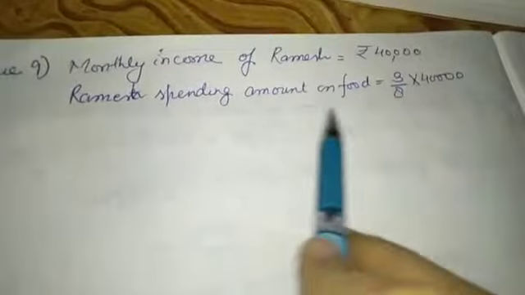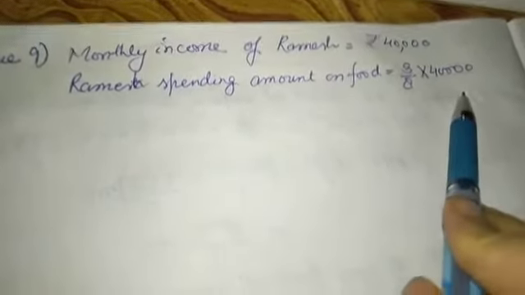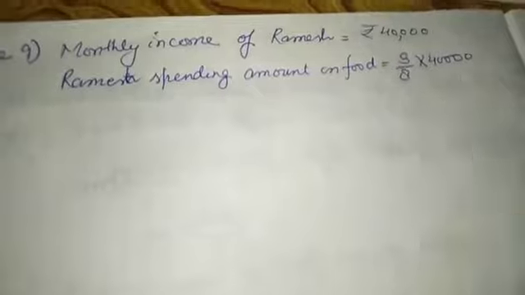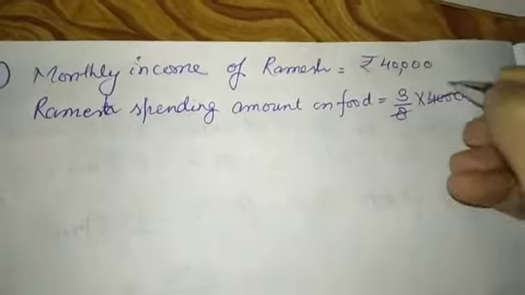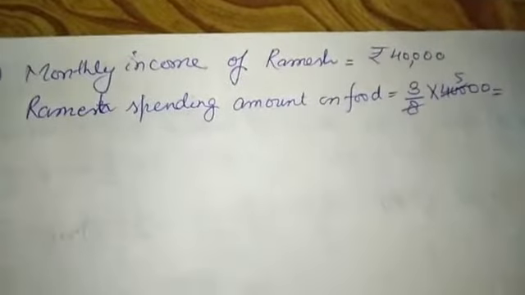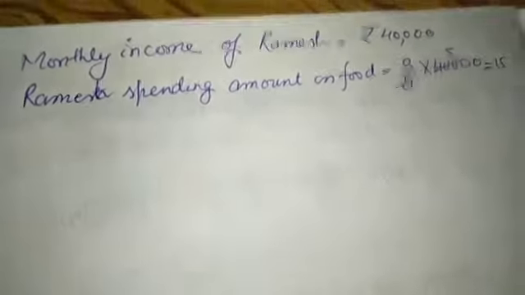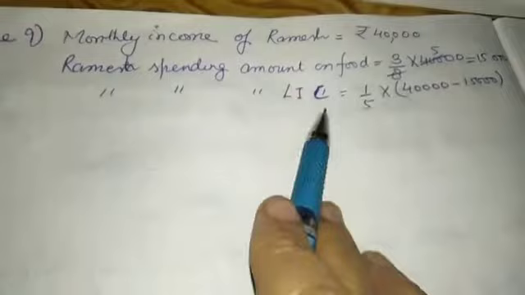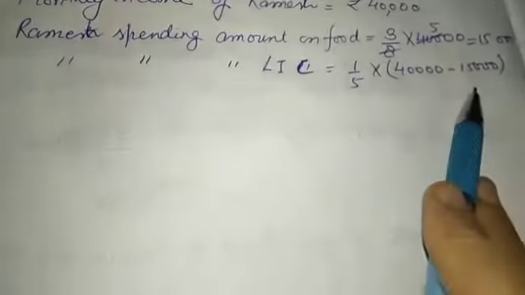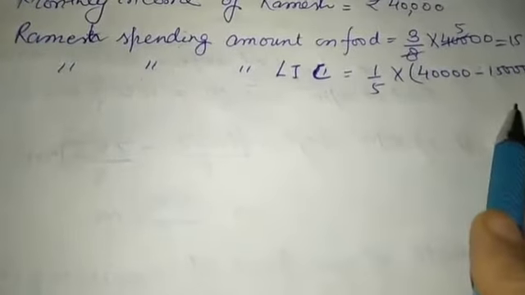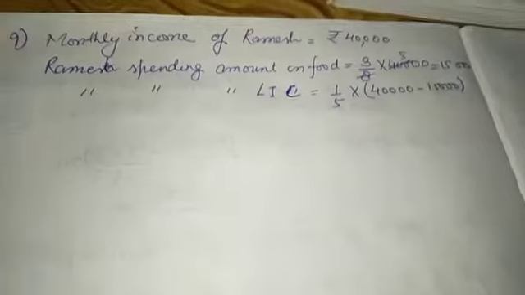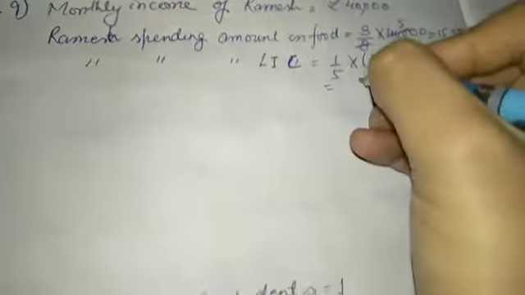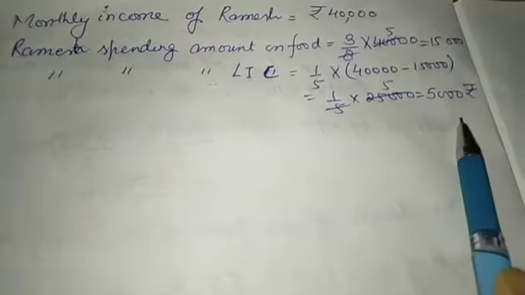Okay, the amount spent on food is 3/8 of the salary. That is 8 5s are 40 and 5 3s are 15. The amount Ramesh is spending on LIC is 1/5 of the remaining amount. So 1/5 of the remaining amount is 40,000 minus 15,000, that means he is spending 5,000 on LIC.